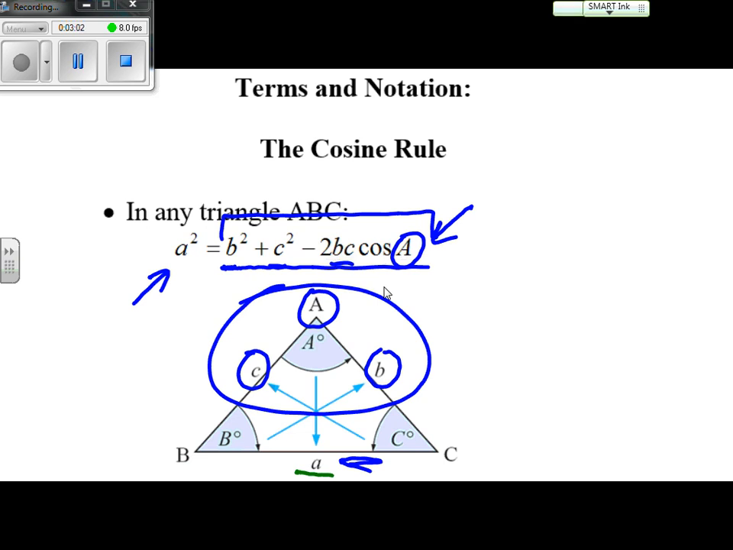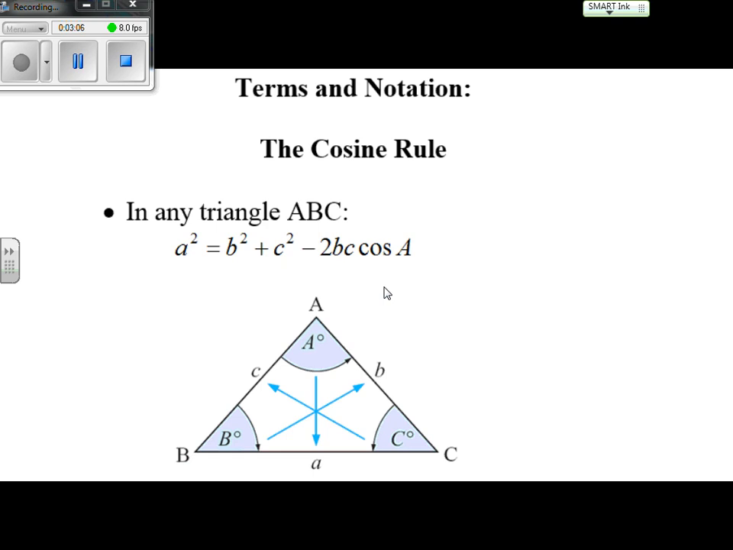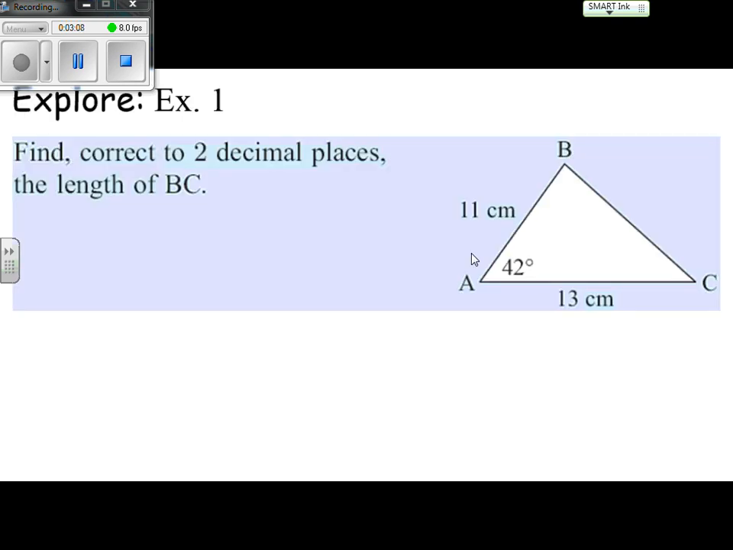So enough talk. Let's actually try this formula out here and see what happens. Our first example: find, correct to two decimal places, the length of BC. BC is this side over here, and I'm going to refer to it as little a because it's across from, or opposite of, big A.